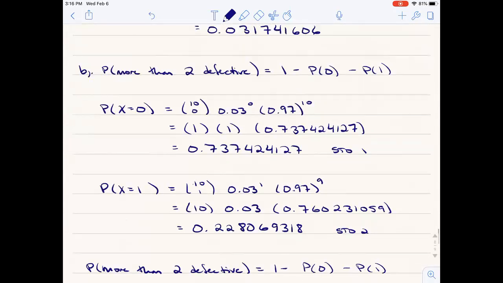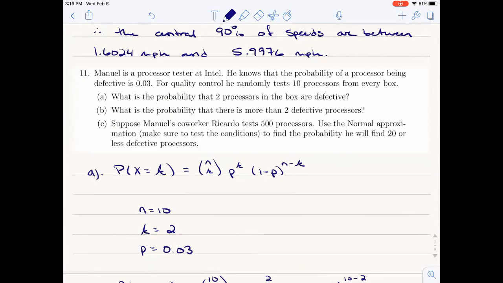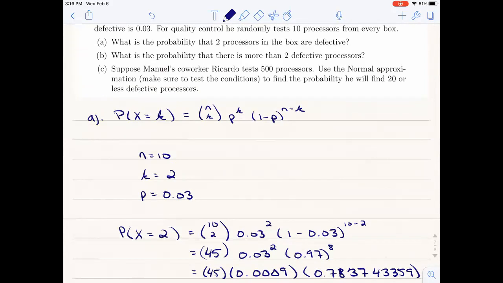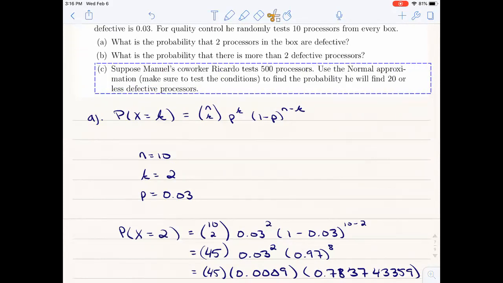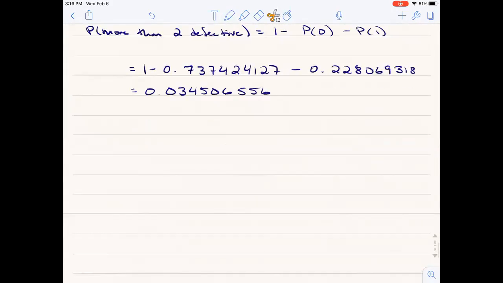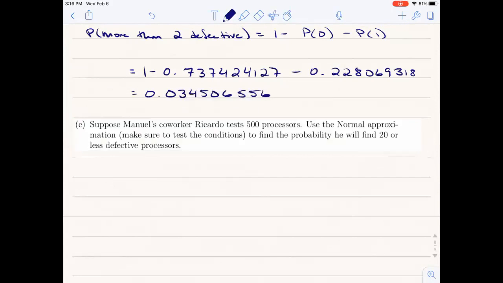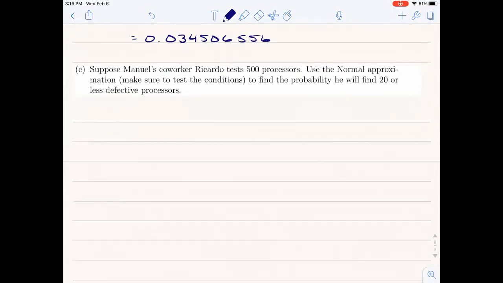All right. Any questions about that one before we go to C? This is the part where I kind of left you to your own devices last day. C, suppose Manuel's coworker, because Manuel can't handle it, Ricardo, tests 500 processors. So now we're working with 500. You use the normal approximation, make sure to test the conditions, to find the probability that he will find 20 or less defective processors.